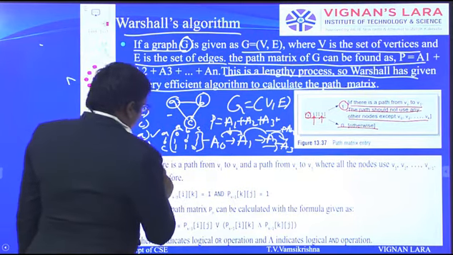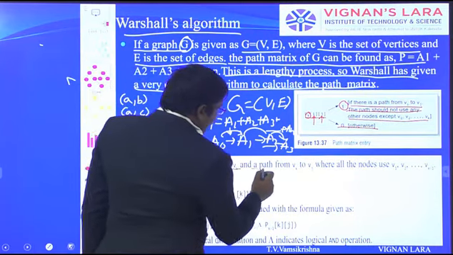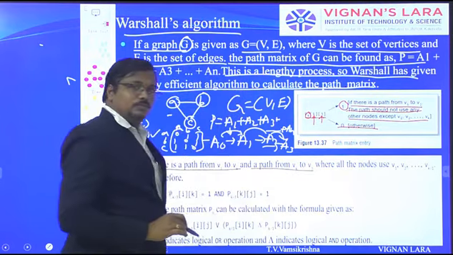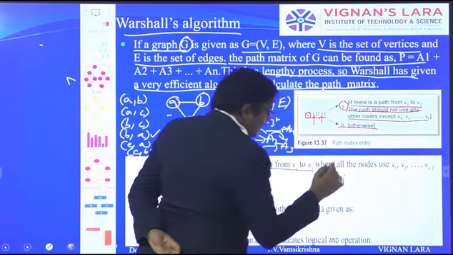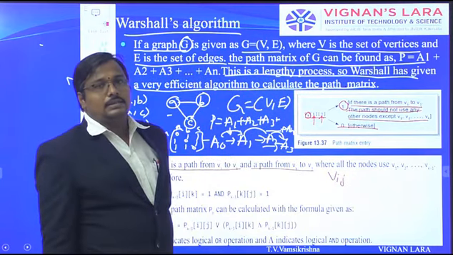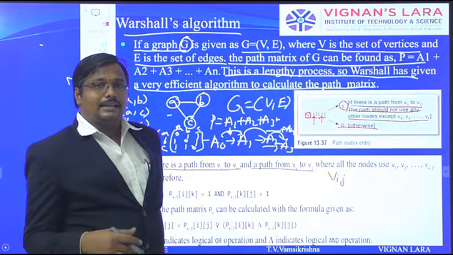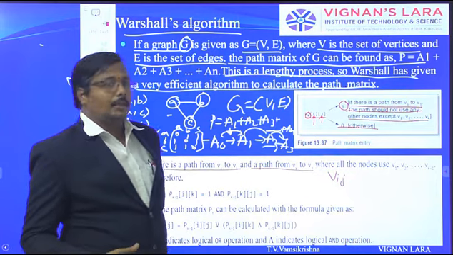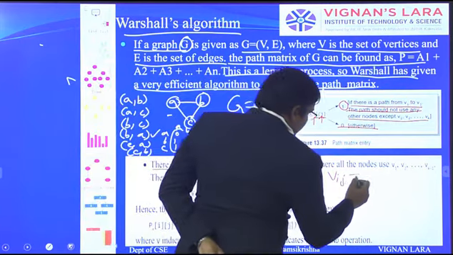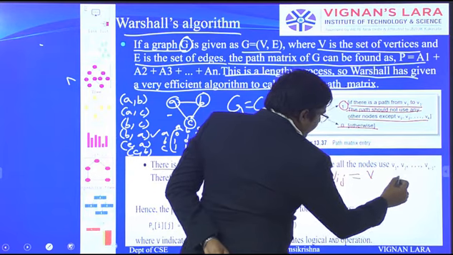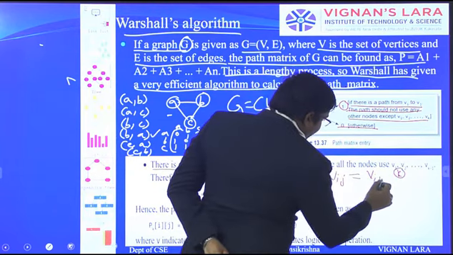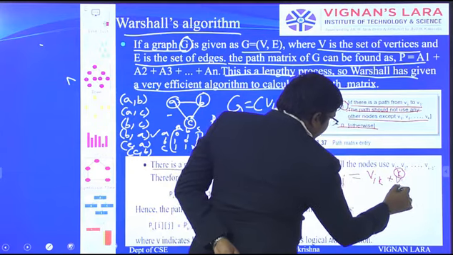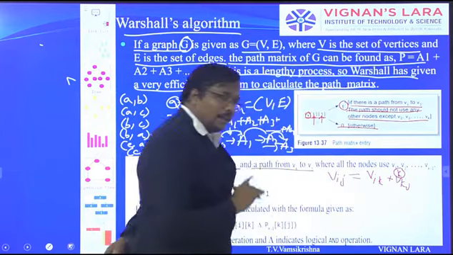So there is a path from VI to VK and VK to VJ. We are calculating the shortest distance, and similarly checking whether there is an alternate path or not. In case of an alternate path, when K is the intermediate vertex, we calculate VI to VK plus VK to VJ.